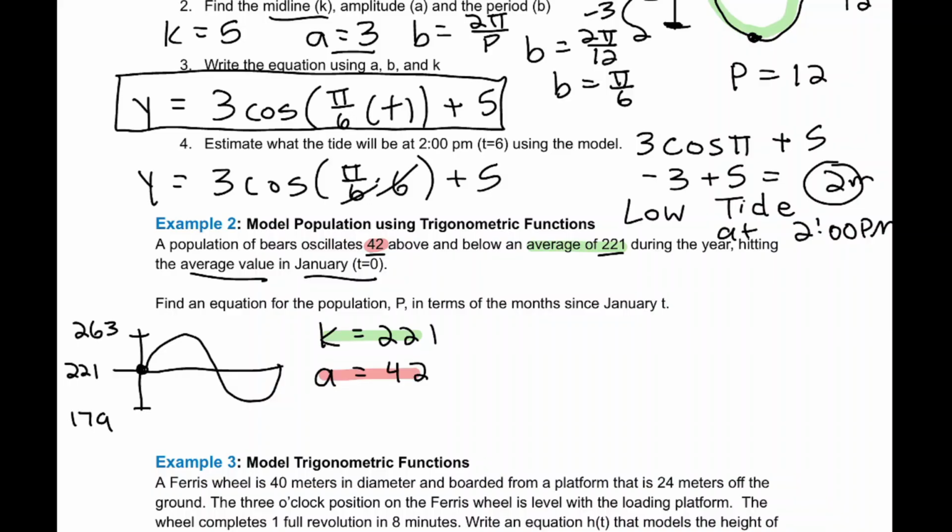And again, to find my B, I have to do 2 pi divided by P. There's 12 months in a year, so it's going to happen throughout 1 year, but this is in months, so we have to be careful. So this would become pi over 6. Oops, this is B, sorry.